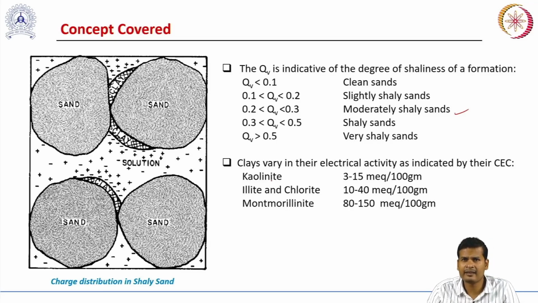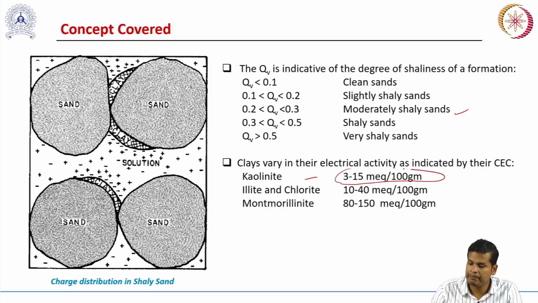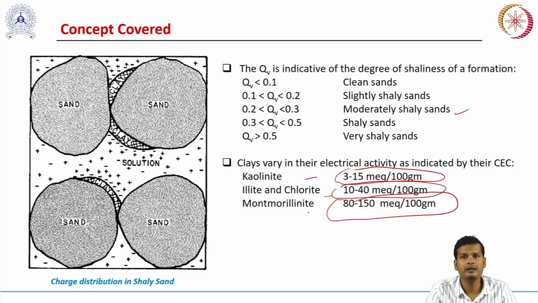And the excess conductivity of the clay is dependent upon the CEC, or the cation exchange capacity of the clay, and different clays will have different cation exchange capacity. As we have discussed, the clay structures of different types of clay are different. Some might have higher negative charges, some might have lower negative charges. That's why the amount of exchangeable cations present near the clay surface can be different. So you can see kaolinite has a CEC of around 3 to 50 milliequivalent per 100 gram, whereas illite or chlorite have only 10 to 40 milliequivalent per 100 gram, and montmorillonite has 80 to 150 milliequivalent per 100 gram.